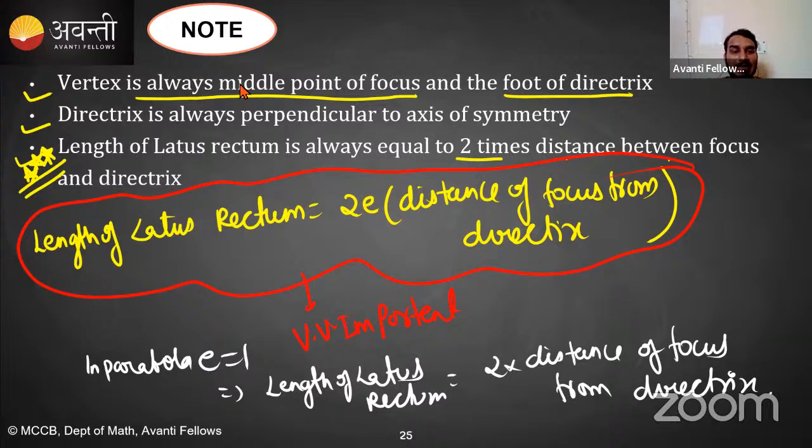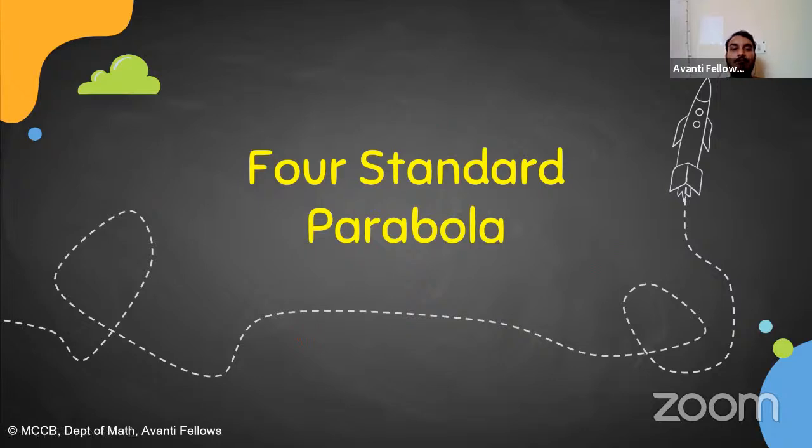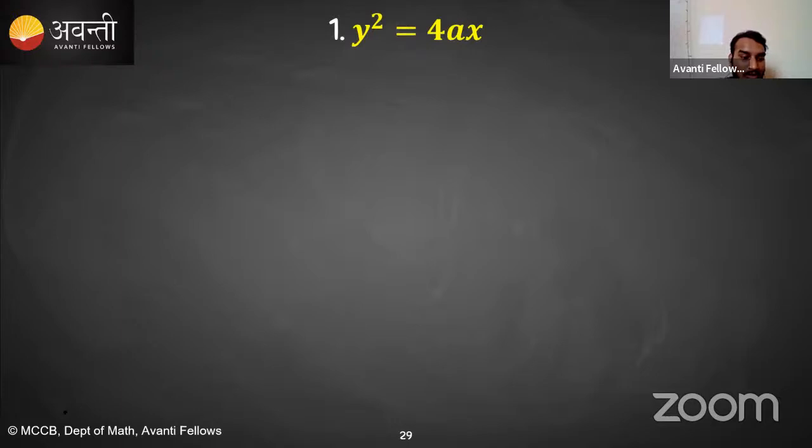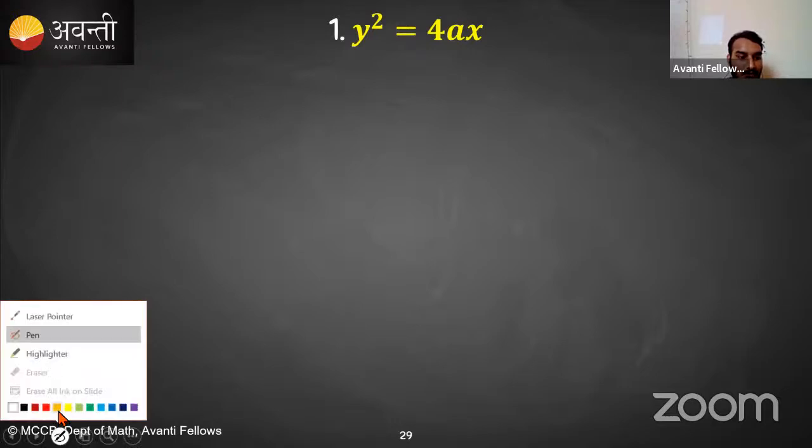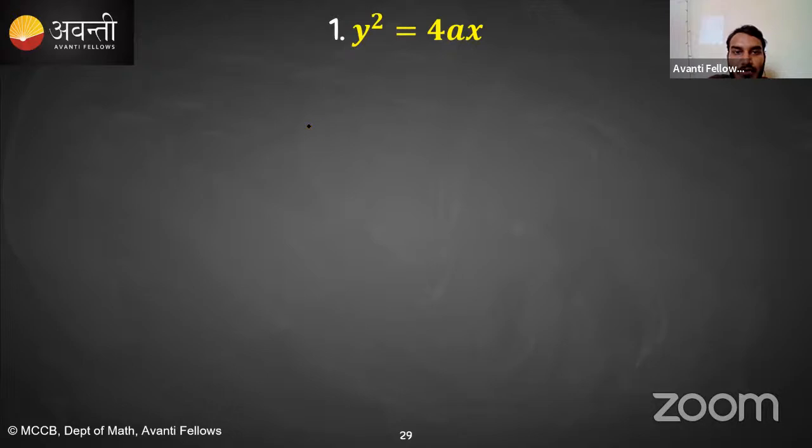Is this clear? Because in the exam we will do some questions on the basis of this, then you will realize how powerful this tool is. Okay. So if it is clear, now let's move on to the next thing, which is the 4 standard parabolas. So far we have seen one standard parabola, y square equal to 4ax. Similarly, we will see 3 more types of parabola. The first one we have already seen, y square equal to 4ax.